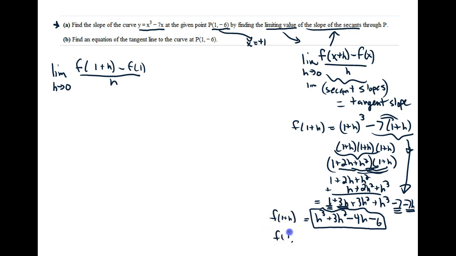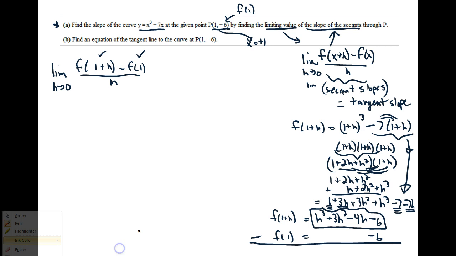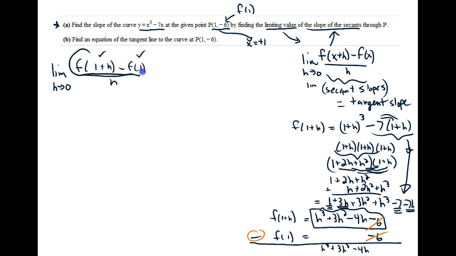Now we already know f of 1. In disguise, they gave us f of 1 when they gave us the point. We could have figured it out, of course, by plugging a 1 in. And so f of 1 is a negative 6. Let's do this vertically. I'm going to subtract f of 1 plus h minus f of 1. And the whole point is that you get cancellation. These negative 6 minus a negative 6 cancels out. So what's left over? Left over is terms that all have h in it. H cubed plus 3h squared minus 4h. That's exactly what this numerator is.